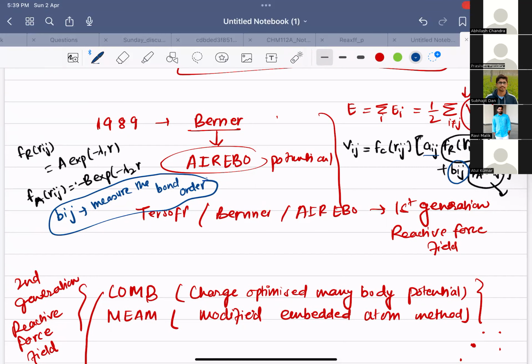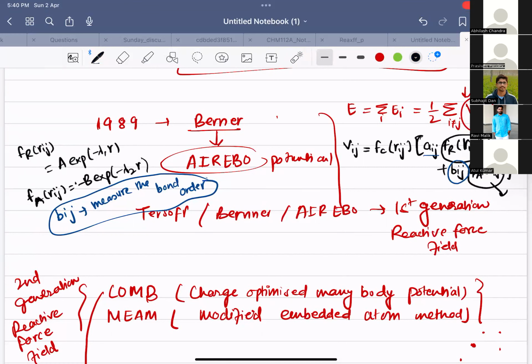Whether there is any bond depends on this function, FR and FA. If Bij is very large, then FA contributes more largely, and then it will form a bond. I'm just understanding this equation physically.